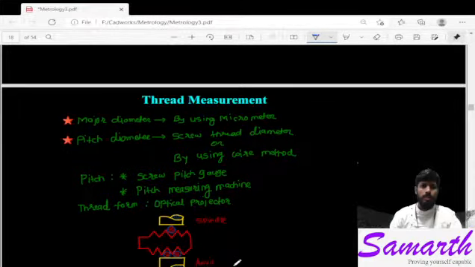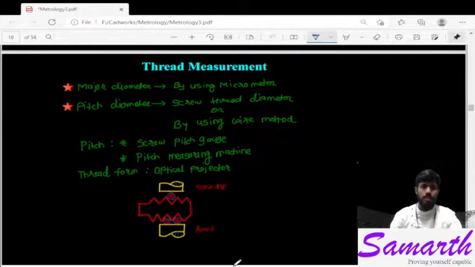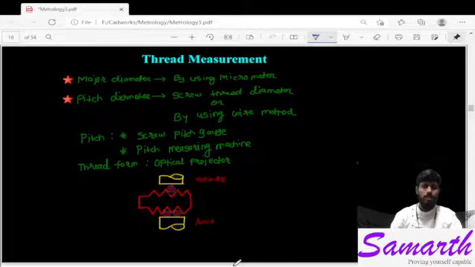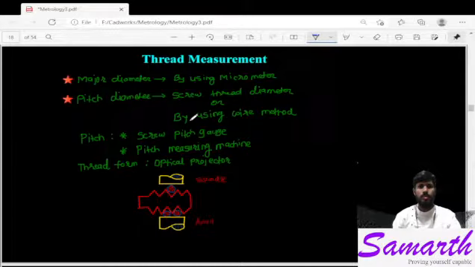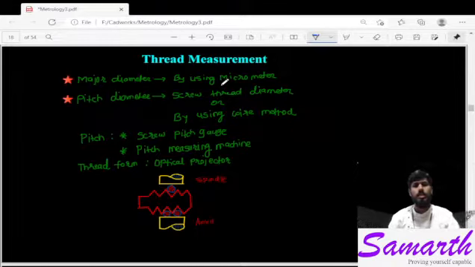Thread measurement. You can see in this figure a screw thread. Let us say this diagram is showing a screw thread. If you want to find the pitch diameter, then you have to use a wire method. There are different types of wire methods, of which we are going to see the 3-wire method. And the major diameter you can easily measure with the help of a micrometer.